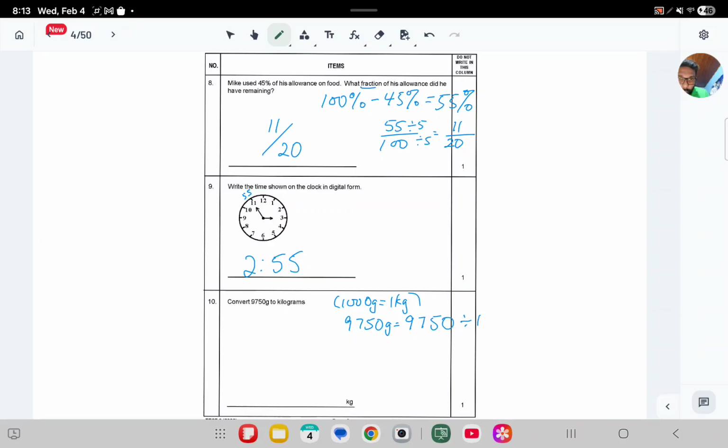9,750 divided by 1,000. Whenever we are dividing by 1,000, we move the decimal point 3 places to the left-hand side. So 1, 2, 3. So this becomes 9.75, and 0.75 as a fraction is 3/4, so it could be 9 3/4 also.